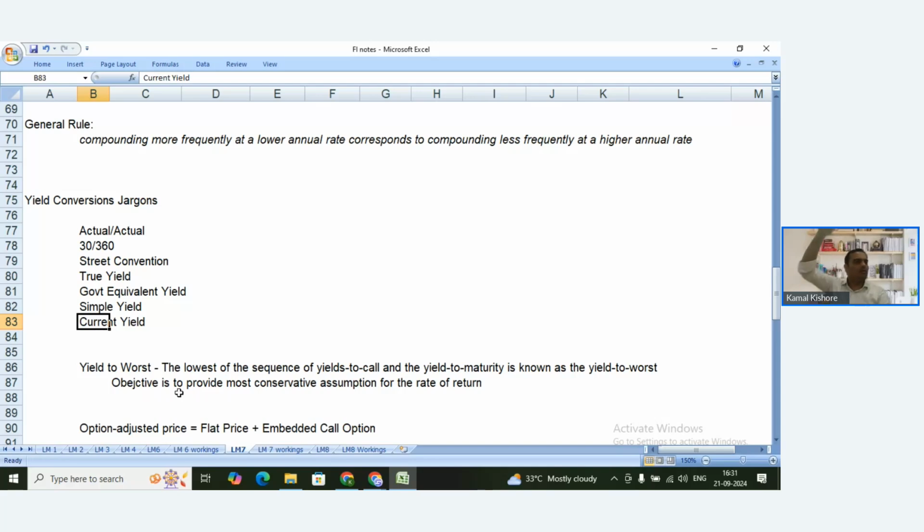And let's say there are 4 calls and 4 different yields. Which call will the issuer decide to call? There are 4 different call dates, 4 different yields, right? Today itself we know this, right? Today itself the issuer will try to call, when?